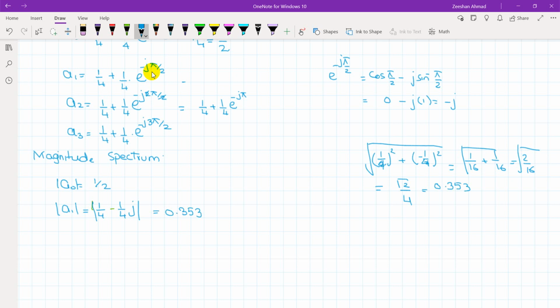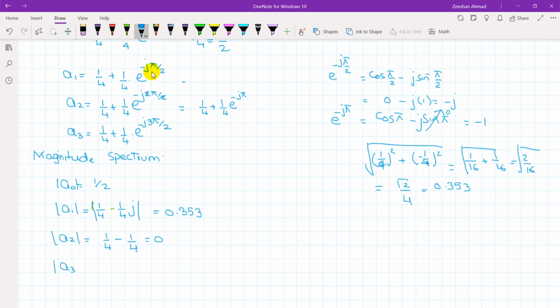Similarly, for the next one, e power minus j pi. E power minus j pi will be equal to cosine pi minus j sine pi here. So sine pi is equal to 0 and cosine pi is equal to minus 1 here. So it means a of 2 magnitude will be equal to 1 by 4 minus 1 by 4 here, which will be equal to 0.